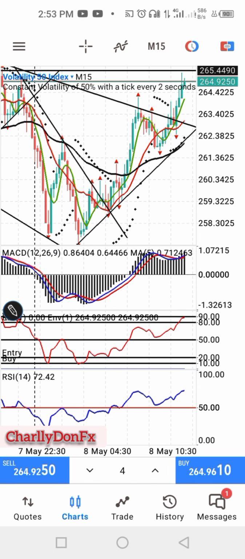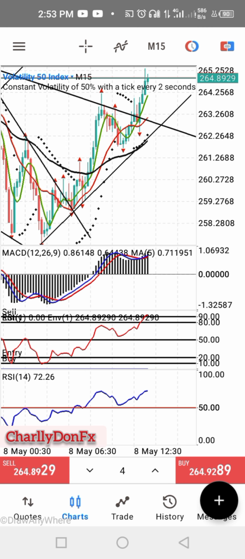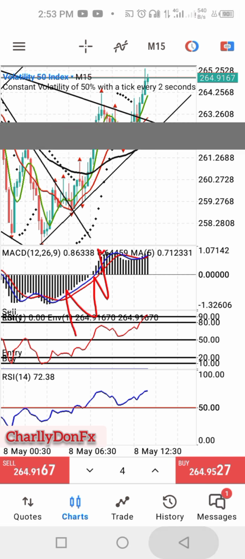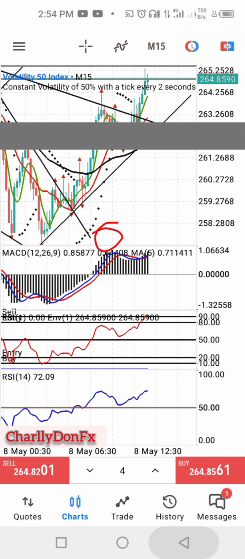Now look at what happened when it started trending upward. It started moving upward. Now I told you guys I took my profit earlier this morning. I took my profit at this level. I took my profit at that level. Can you see?